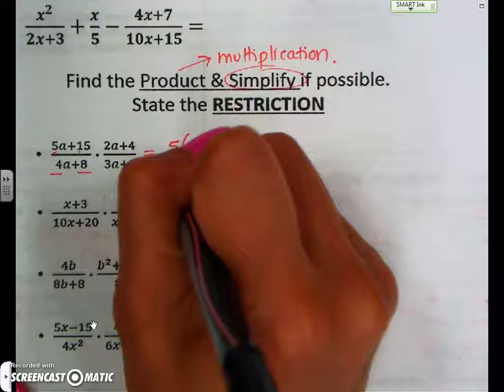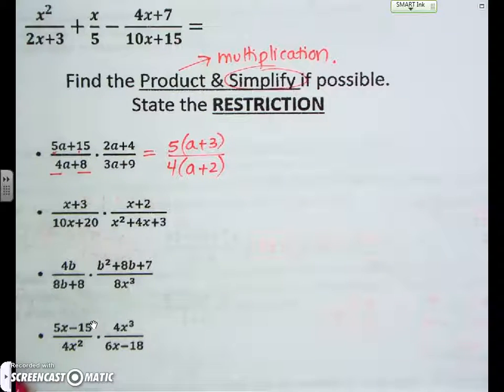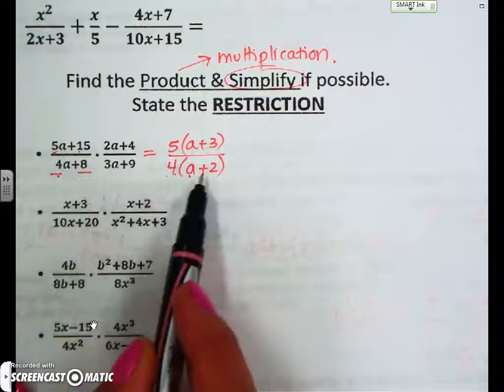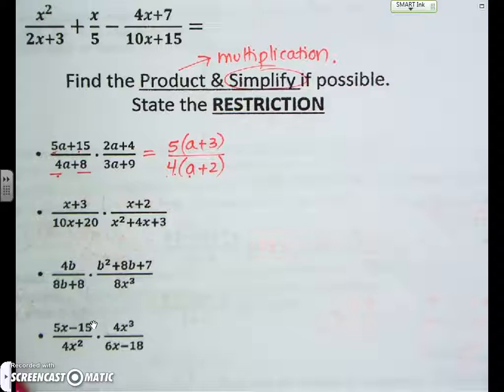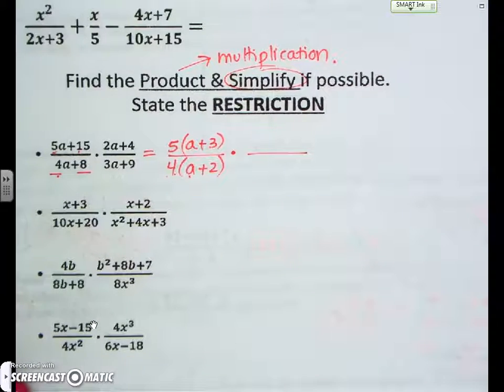4, good. And you're left with a plus 2. Okay, very good. So 4 times a gives you 4a. 4 times 2 gives you 8. So I'm just rewriting each of my fractions so that I can eliminate common factors. Yes, that's what I'm doing, simplifying, exactly, very good.